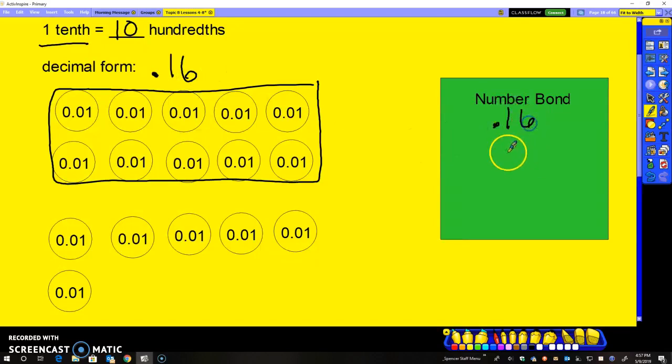When it asks you for a number bond, it's asking for you to break down your tenths and your hundredths. So I have 1/10 and I have 6 hundredths.